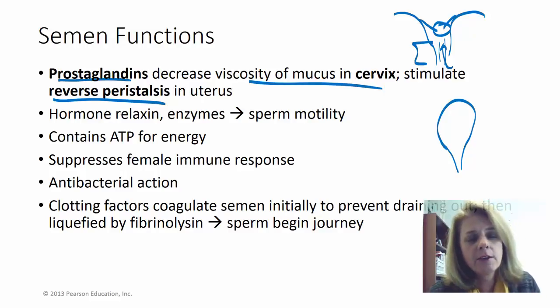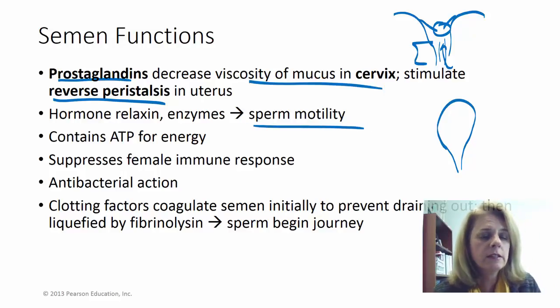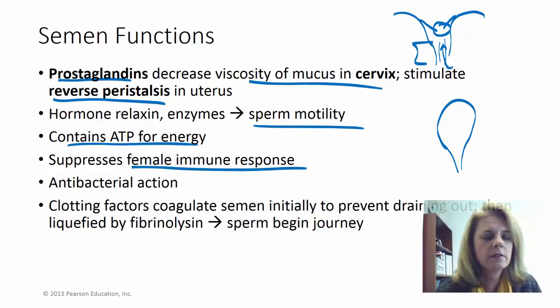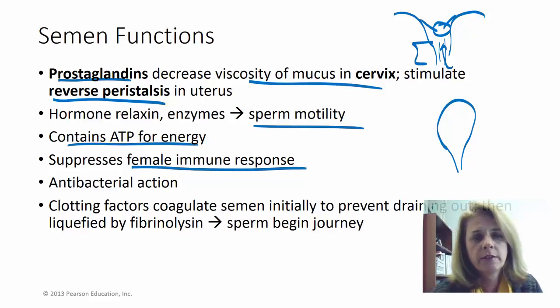All right. It also has something called relaxin. It's got some enzymes, and these are used to increase sperm motility. Again, you've got to have ATP, so you've got to have everything you need to make ATP for these sperm. It's also got some things that suppress the female immune response, because the female is going to see these as a foreign body, and you don't want them to attack the sperm before they've had a chance to reach the egg. So that's one of the things it does.